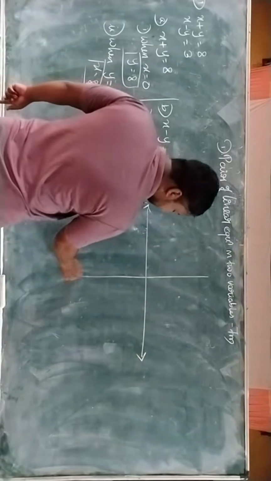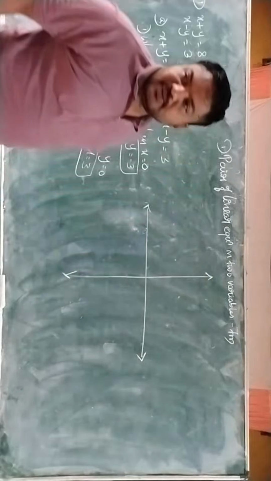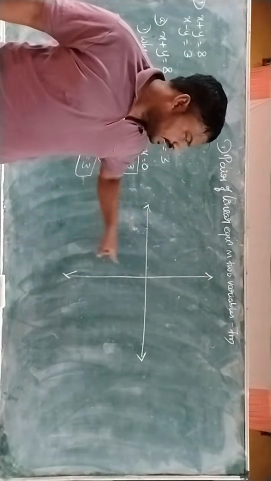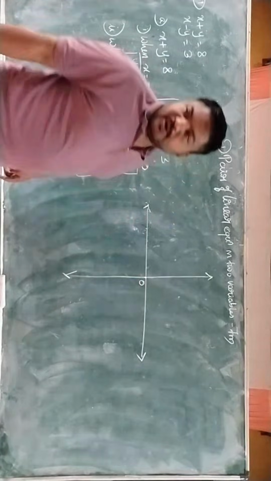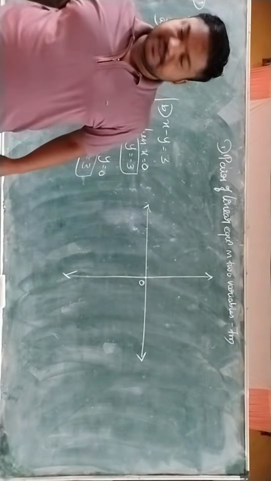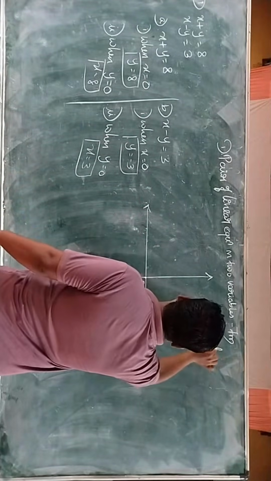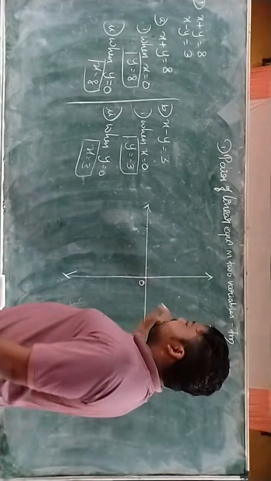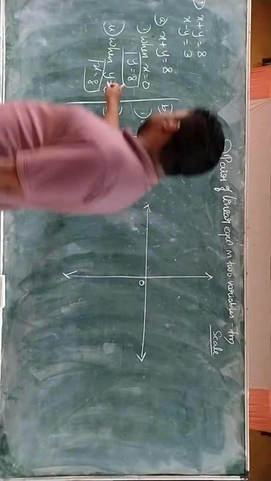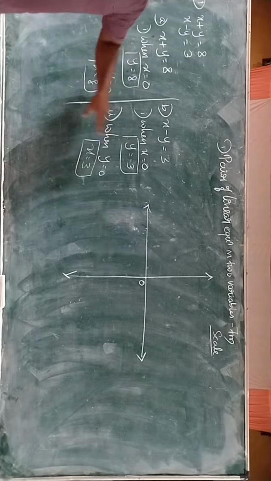So in a graph, all the horizontal lines are called x-axis and vertical lines are called y-axis. X-axis and y-axis meet at point O, and this point O is the point of origin. So compulsory you have to write the scale. Do not forget to write the scale. Here the values are very less, simple numbers are there. x is 8 and y is 8, y is 3, x is 3.